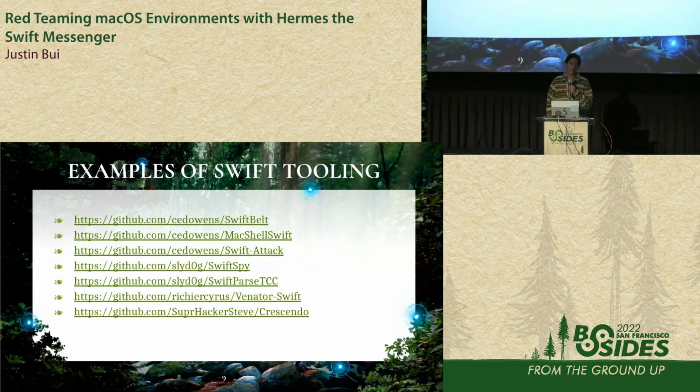And then some defensive products. Venator Swift. This is a data gathering agent to aid hunting on macOS. And lastly, there's Crescendo, a real-time event viewer that hooks into Apple's Endpoint Security framework. Notably, in the final section of this presentation, we'll be using Crescendo to detect different TTPs within Hermes.